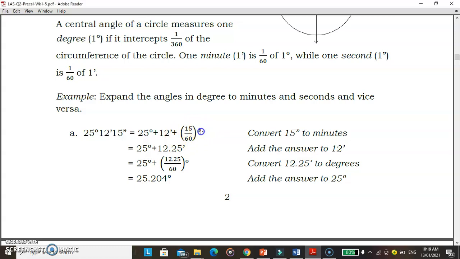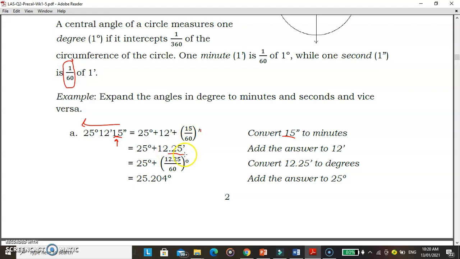So it should be two here. What we will do here, we will start from right to left, that is our direction in the conversion. So we will start with 15. It is still in seconds. Since seconds, we all know that it is 1 over 60 of 1 minute. We just convert 15 seconds to minutes by dividing it by 60, or multiplying it by 1 over 60. So we have 15 over 60, and the result of 15 over 60 is 0.25.